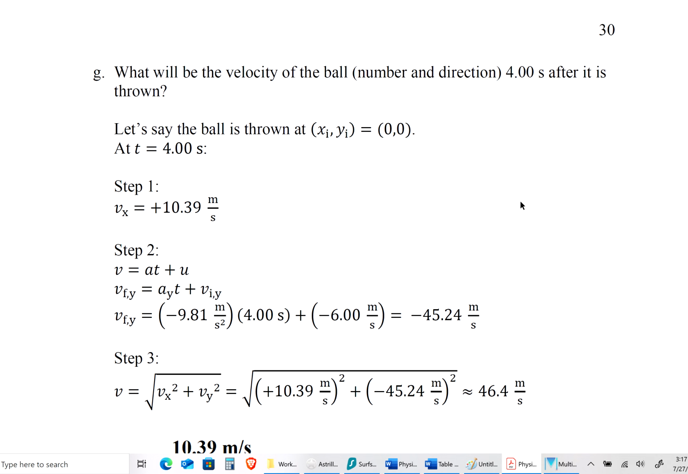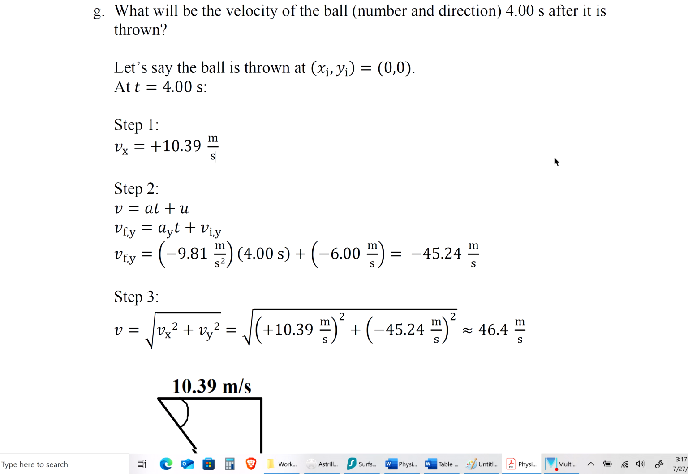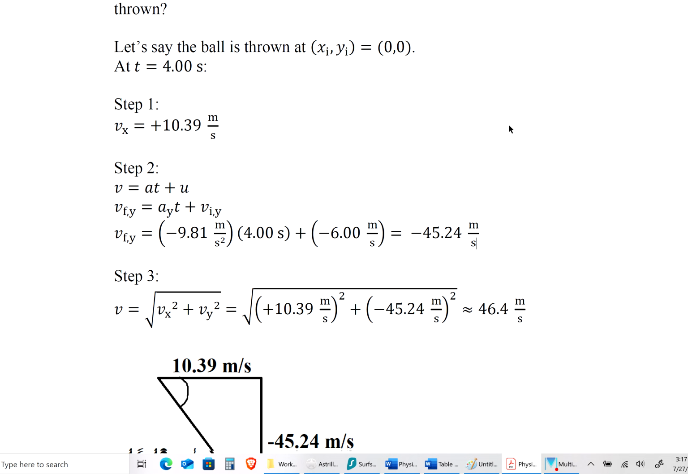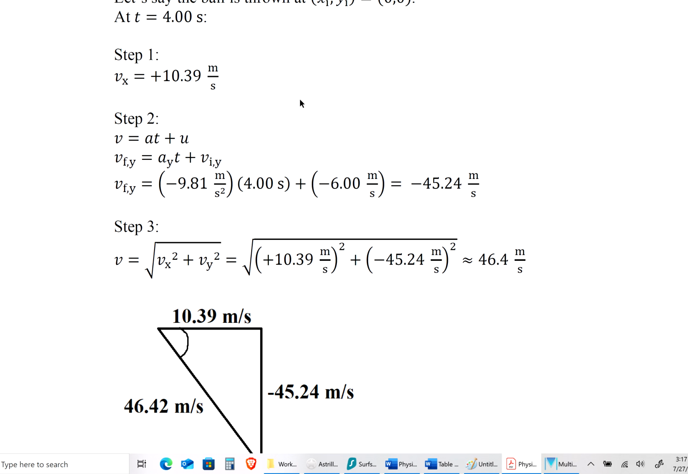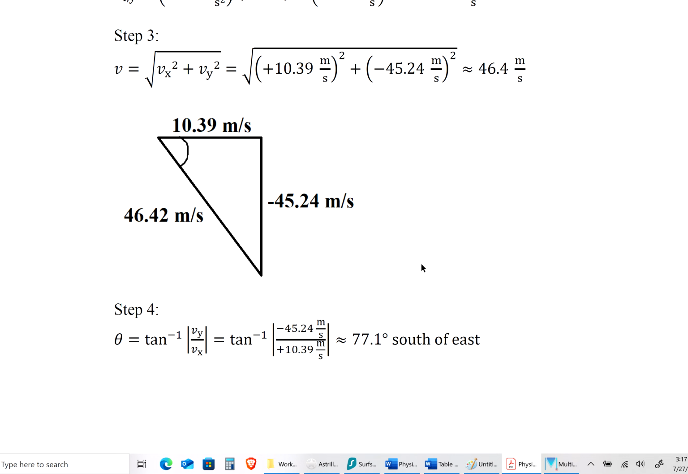Part G, what will be the velocity of the ball 4 seconds after it's thrown? First find v sub x after 4 seconds. V sub x is a constant. Then find v sub y 4 seconds after it's thrown. You see v sub x is positive, v sub y is negative, so we're going to get a triangle like this. So the hypotenuse is 46.4 meters per second, and theta is going to be south of east, just by looking at this triangle.